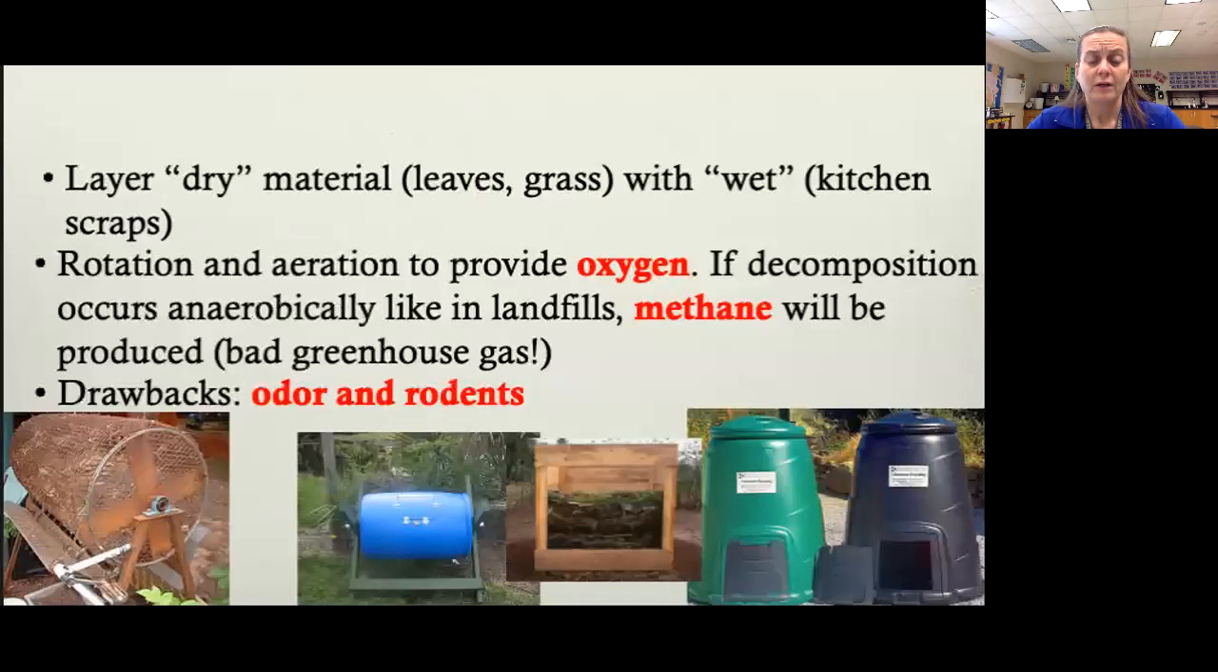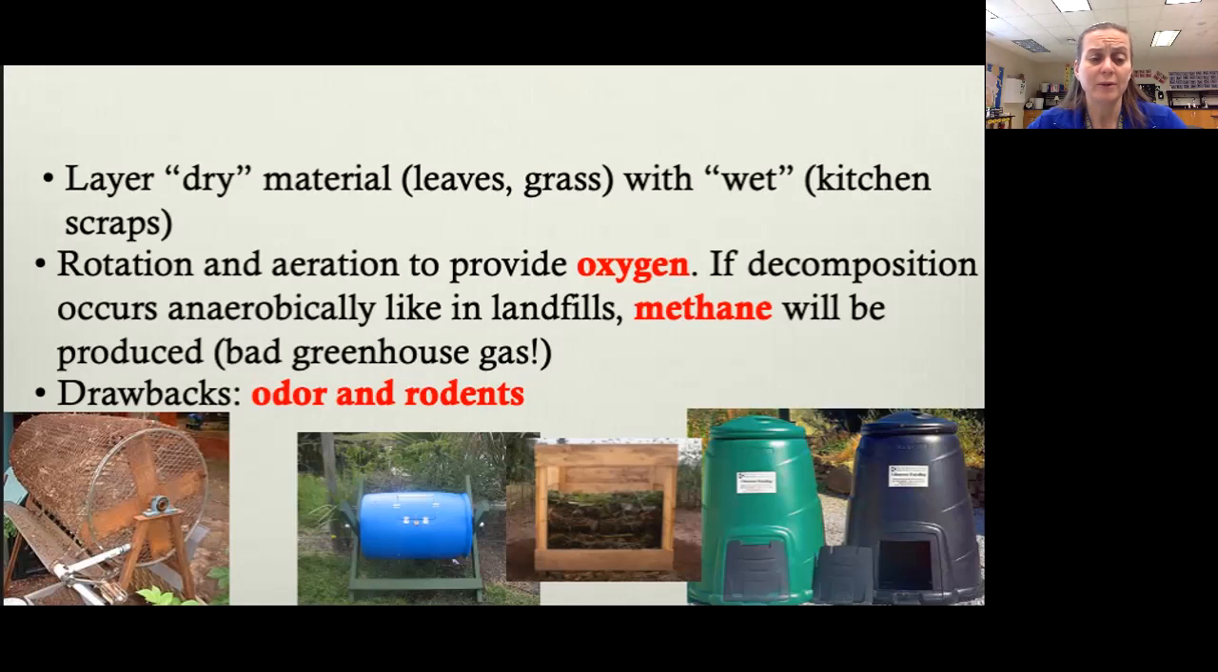So it requires some attention. You have to layer dry material with wet material. You have to rotate and aerate, because if you don't, it's going to be like decomposition in a landfill and it's going to produce methane. And that's a very dangerous greenhouse gas.